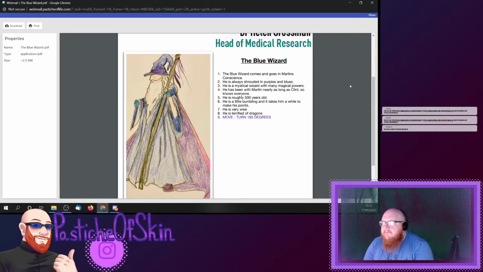He is a mystical wizard with many magical powers. He has been with Martin nearly as long as Clint, so knows everyone. He is roughly 500 years old. He's a little bumbling, and it takes him a while to make his points. He is very wise, terrified of dragons, moves turn 180 degrees. Interesting.